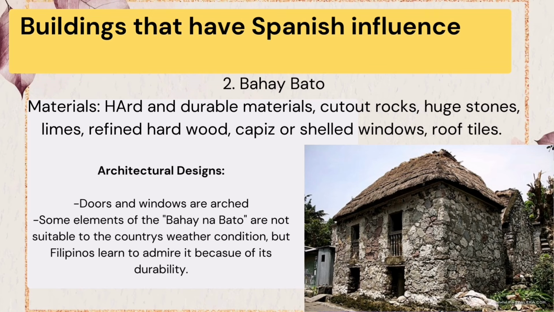Bahay na Bato. Materials: hard and durable materials. Cut out rocks, huge stones, lime. Refined hardwood, capiz or shelled windows, roof tiles. Architectural designs. Doors and windows are arched. Some elements of the Bahay na Bato are not suitable to the country's weather condition, but Filipinos learn to admire it because of its durability.